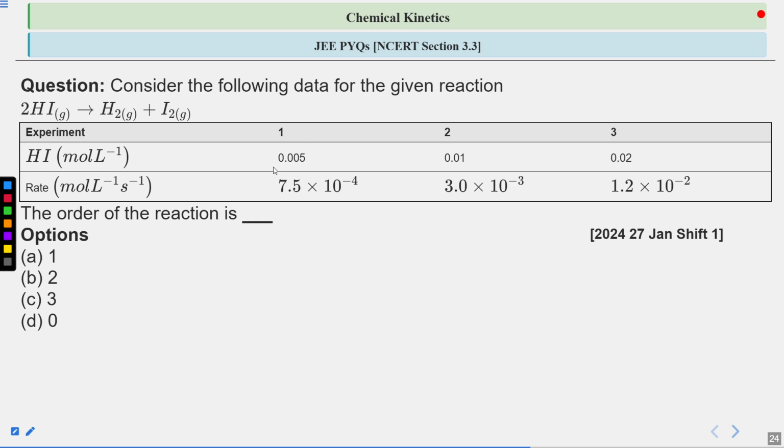In the first experiment, the HI concentration is 0.005 and the rate for the reaction is 7.5 times 10 to the power minus 4. In the second experiment, the HI concentration is 0.01 and the rate is 3 times 10 to the power minus 3. In the third experiment, we have the HI concentration as 0.02 and the rate as 1.2 times 10 to the power minus 2. You have to tell the order of the reaction. This question was there in the 2024 JEE examinations. The options provided are 1, 2, 3 or 0.